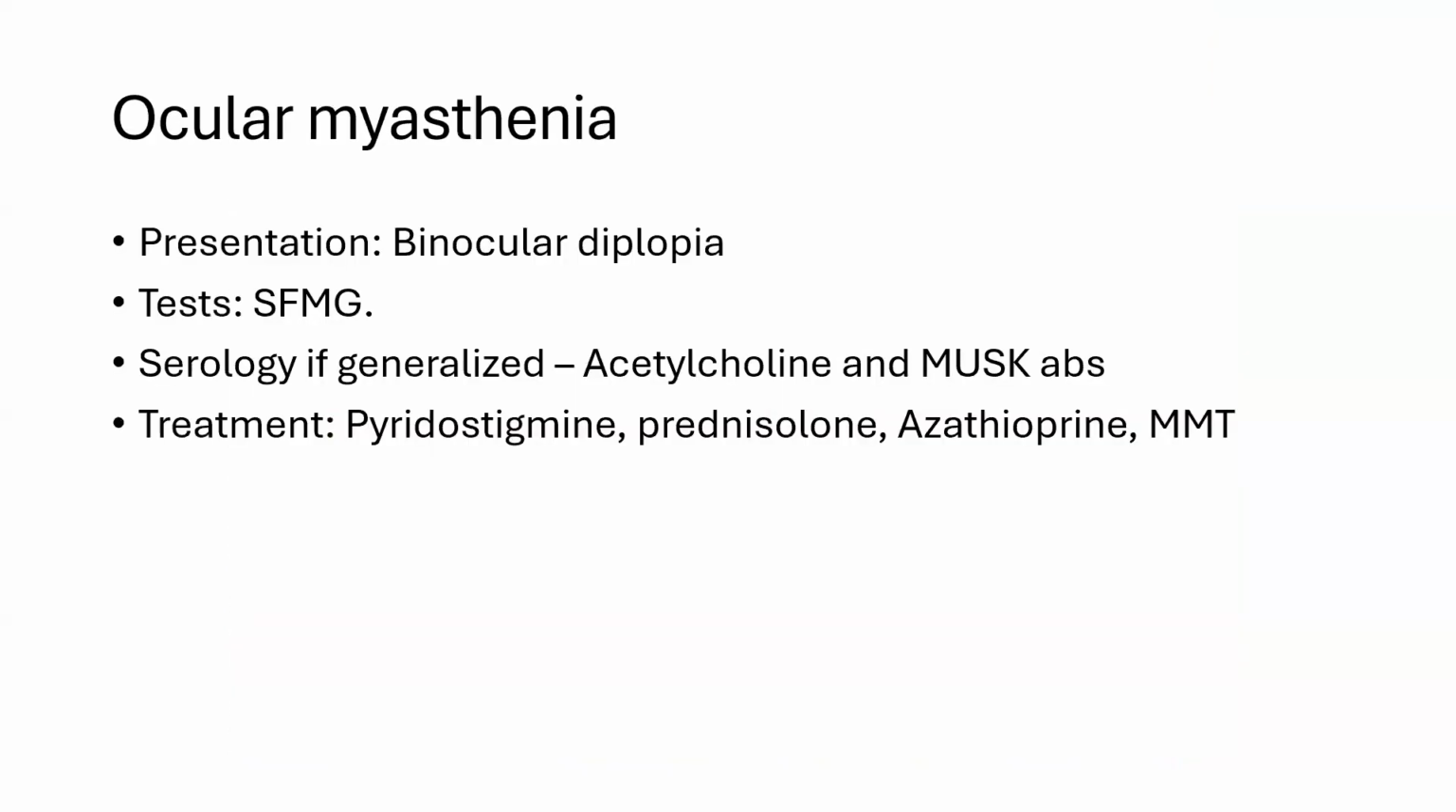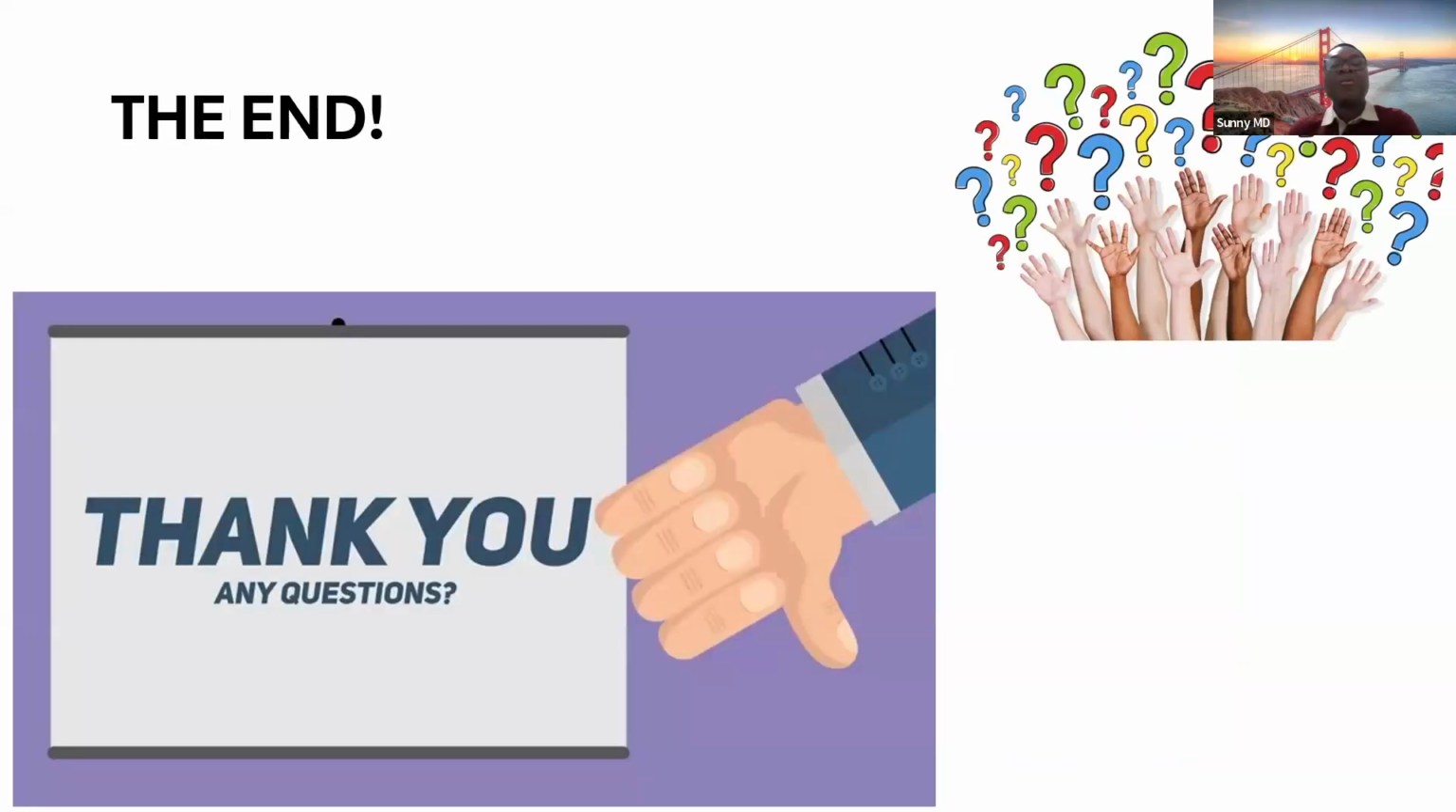Ocular myasthenia, so they present with binocular diplopia. Usually you test with single fiber EMG and all that. Treatment is as follows. So that's the end.